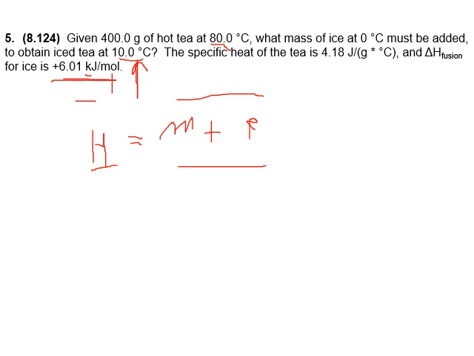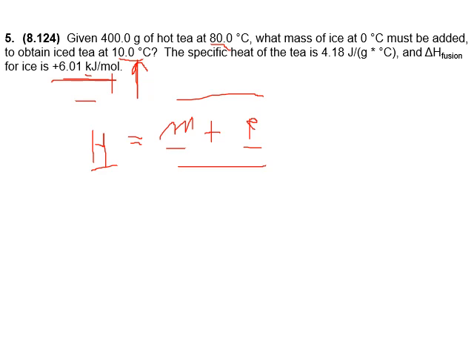So it becomes 6,010 joules per mole, but we don't want it in joules per mole. We want it in joules per gram. So to do that, we just divide by 18 because the molar mass of water is 18. So 6,010 divided by 18, which I think is 333 joules per gram, is how much we would have to melt it. So we would have 333 joules per gram to melt the ice times the number of grams we have, which is 400. And then this term over here is going to be 10 degrees because we're going from 0 to 10 times the 4.18 and then times the mass, which is 400 again.